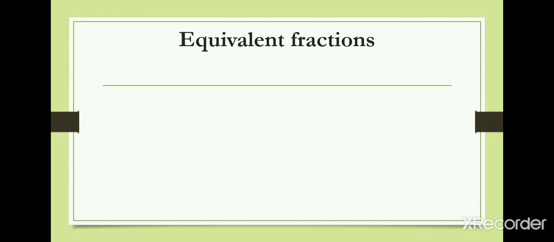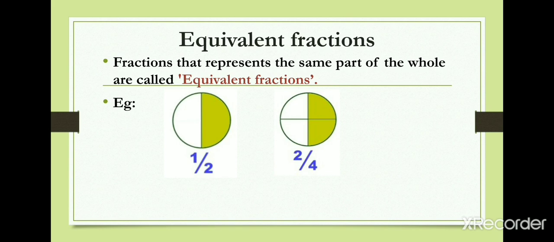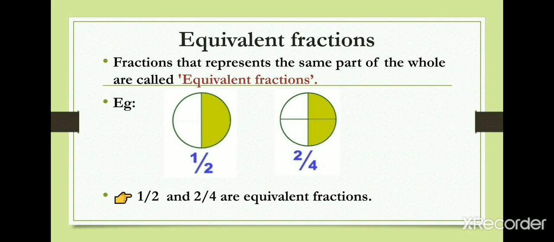Equivalent fractions. Let's now learn about equivalent fractions. Fractions that represent the same part of the whole are called equivalent fractions. Example, here a circle is divided into half, which is represented as 1 divided by 2. And the same circle is divided into 4 parts, and among the 4 parts, 2 parts were shaded, which is represented as 2/4.